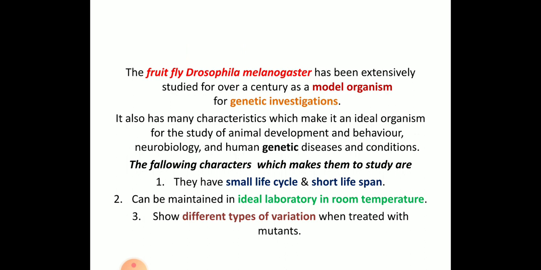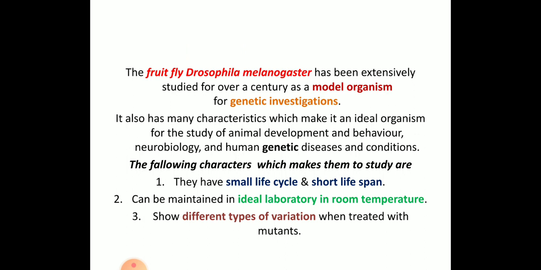The same conditions can be applied to Drosophila. We are making a note of why Drosophila are used in many genetic labs, and why they are extensively used as a model organism. Very important terminology: why we call them model organisms. The fruit fly, Drosophila melanogaster, we use as a model organism for genetic investigations, as it has many characters which make it an ideal organism for the study of animal development and behavior, and also neurobiology and human genetic diseases, and in different conditions.